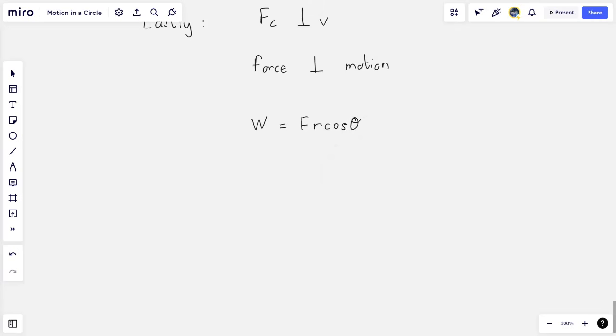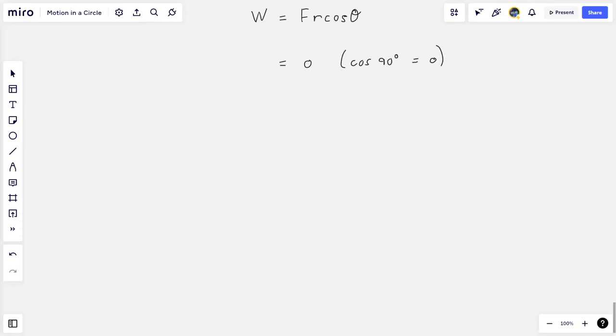But the force and the motion are always at right angles, which means theta is 90 degrees, and the cosine of 90 degrees is always 0. So the work done by any centripetal force is always 0, which means that centripetal forces do no work.